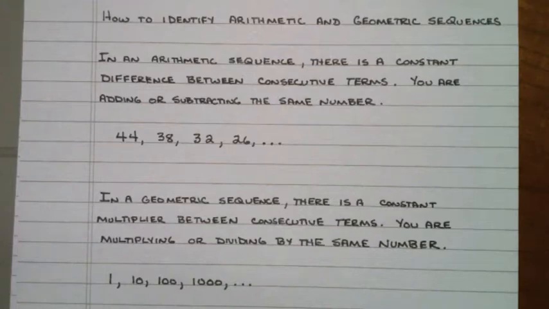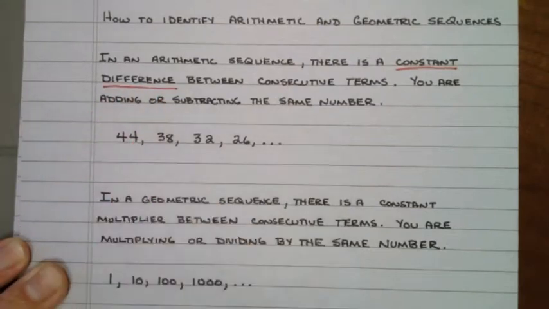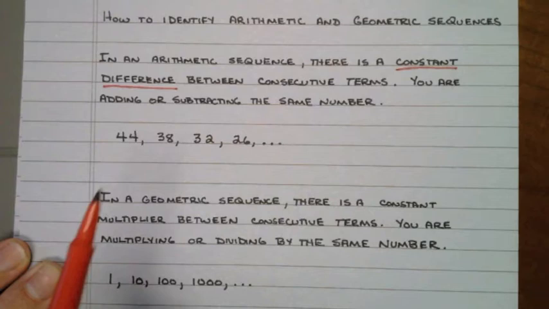So let's look at the definition of an arithmetic sequence. For it to be an arithmetic sequence, the difference between the consecutive terms has to be constant. That means you are adding or subtracting the same number. The important words in this definition are constant and difference. So we're going to look at this sequence of numbers and we're going to determine that it's an arithmetic sequence. Here's how you determine that.